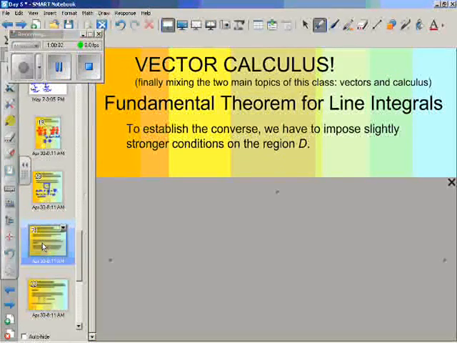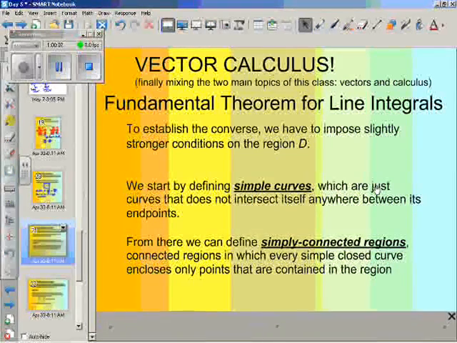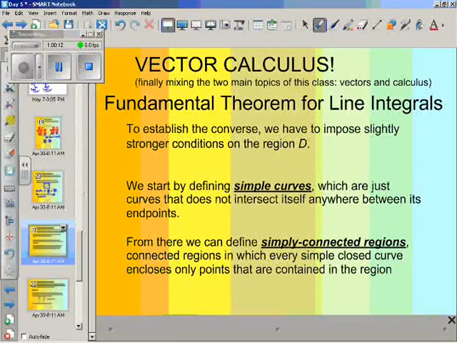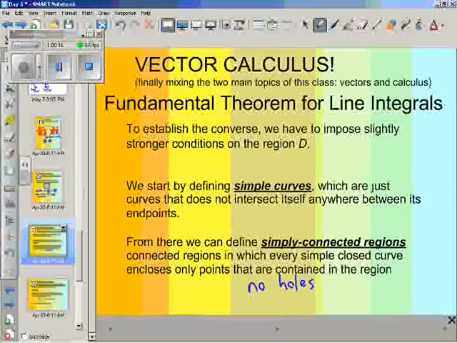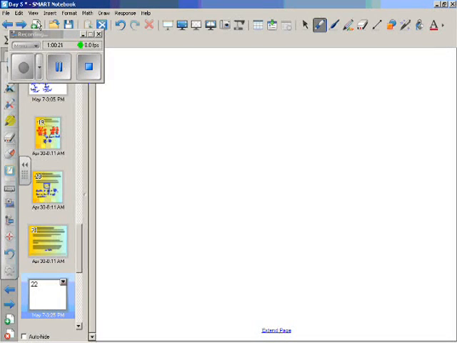Going the other direction is definitely harder. We have to add a couple little definitions on the region, and I'm not going to bog you down with those right now. All simply connected means is no holes. And so maybe if I show you some examples. Okay, so like that would be simply connected.